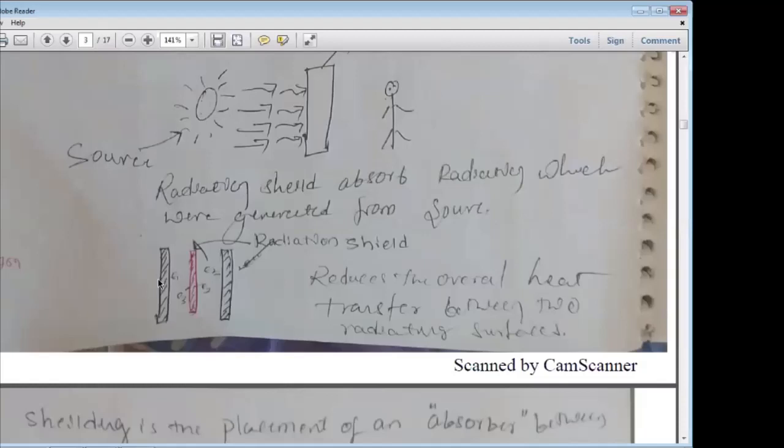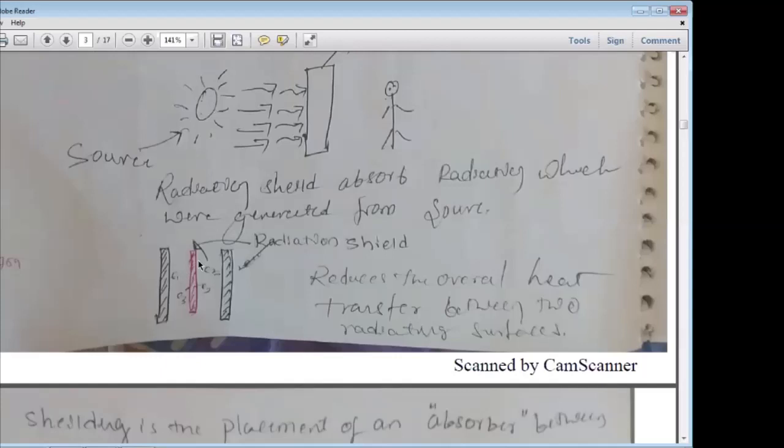Suppose heat is generated from plate 1. It will not fall onto plate 2 because the radiation shield is there. The radiation shield is used to avoid excess heat transfer from the body, and it will not transfer the same amount of heat onto the other body. This radiation shield reduces the overall heat transfer between the two radiating surfaces. This is surface one and this is surface two.